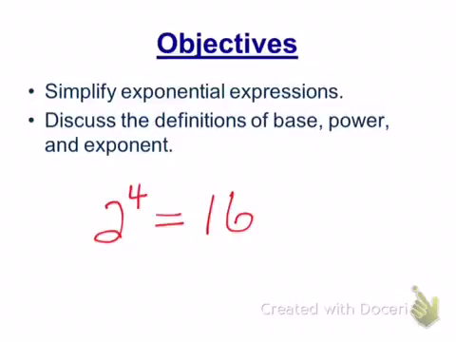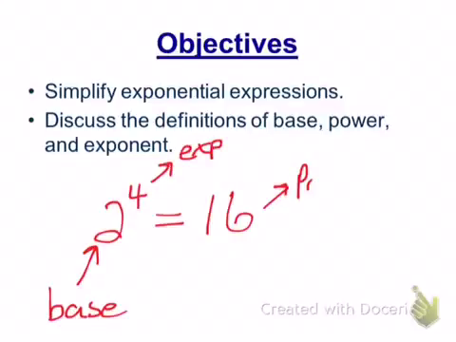Okay, so a power is the result of an exponential operation. Just like a product is a result of multiplication, a difference is a result of subtraction, a quotient is a result of division, a power is a result of an exponential operation. 16 is the 4th power of 2. It's 2 to the 4th. So this is a power expression. 2 is the base, right? 4 is the exponent, and 16 is the power.